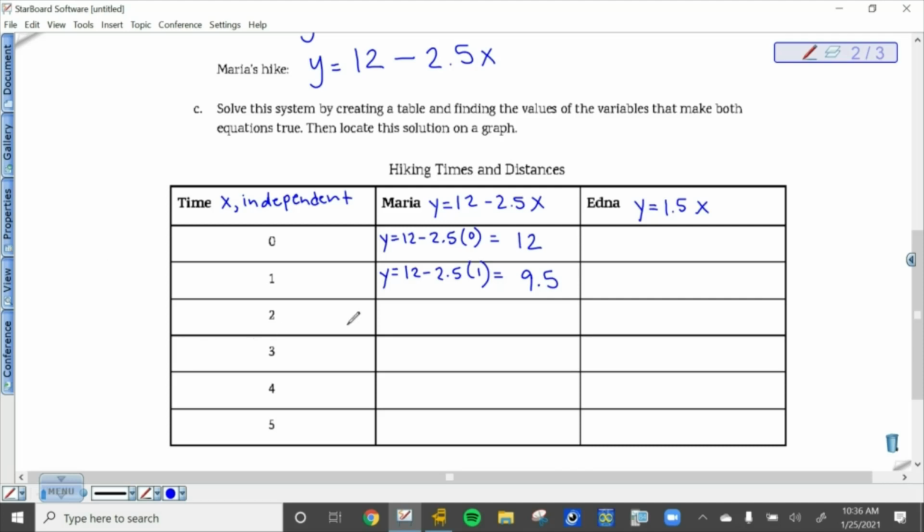Now how about after 2 hours? Where's she going to be? Y equals 12 minus 2.5 times 2. There you go. 7. 2.5 times 2 is 5. 12 minus 5 is 7.